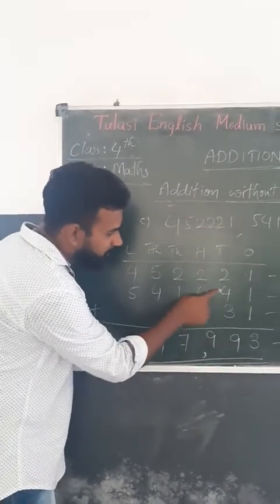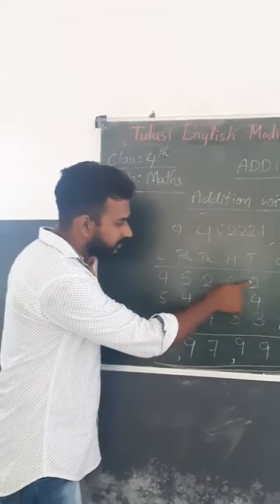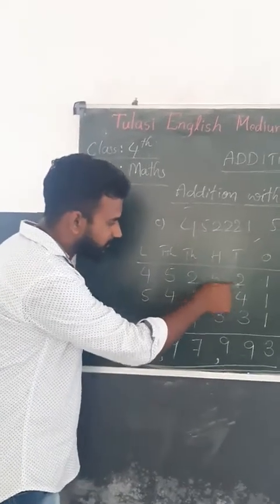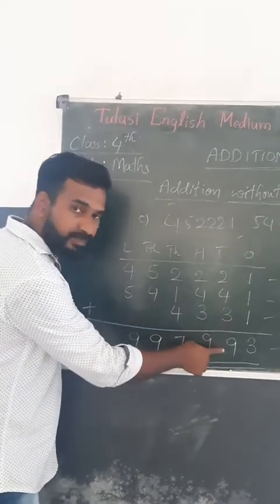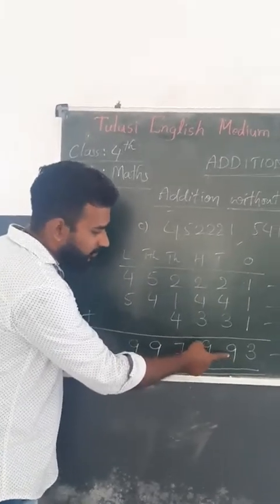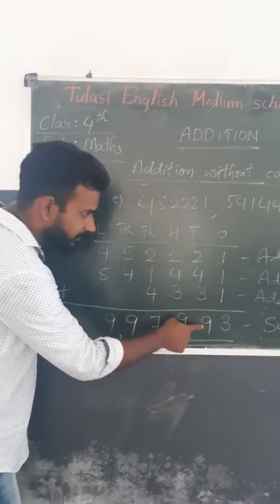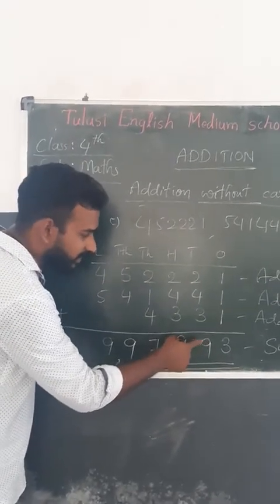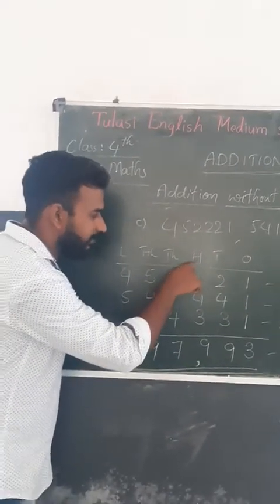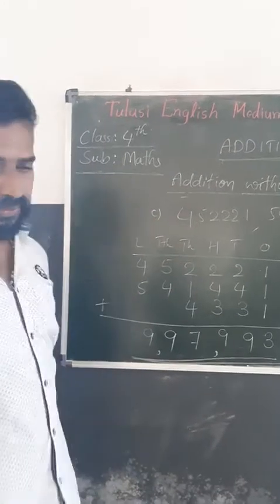Suppose it is 2 plus 4, 6, 6 plus 3, 9. If it is more than 9, suppose if it is 10, we have to write 0 and we have to take carry 1 here. So, addition with the carry.